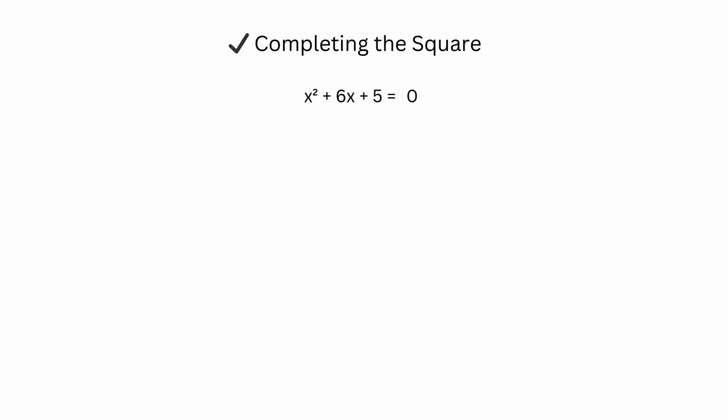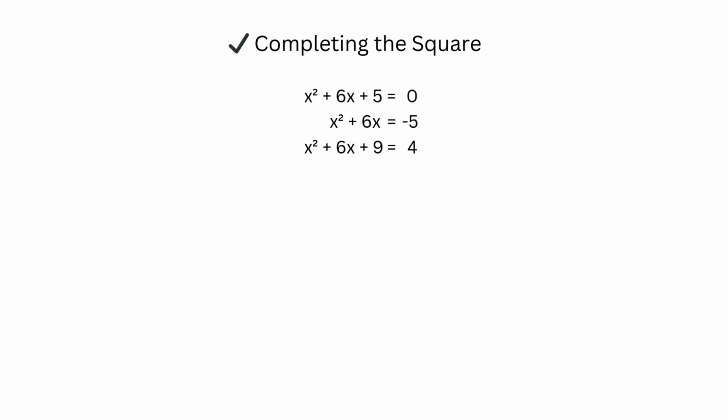Step 1, move the constant c to the other side. x squared plus 6x equals negative 5. Step 2, take half of b, which is 6, square it, and add it to both sides. Half of 6 is 3, and 3 squared is 9. So we add 9 to both sides. x squared plus 6x plus 9 equals 4.